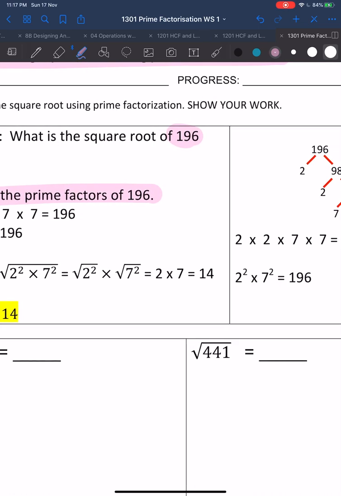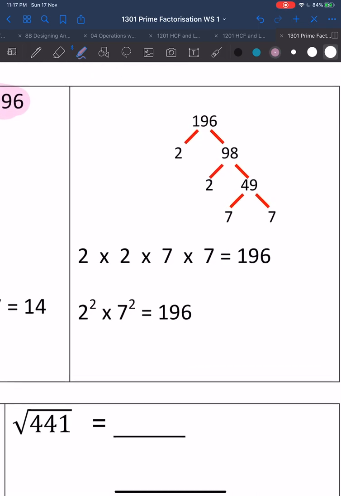Okay, the first thing we have to do is to look for the prime factors of 196, which we did over here. Okay, so 196. We know 196 is an even number. Again, because of the rules of divisibility, we know that all even numbers are divisible by 2. Okay, so 196 divided by 2 gives you 98. Again, 98 is an even number, so it's divisible by 2.